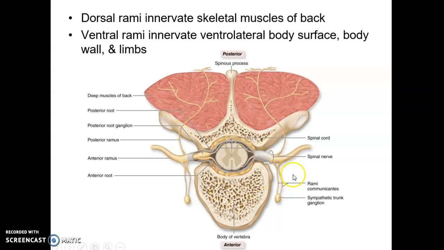Which you see up here, by the way, the rami communicans and the sympathetic trunk ganglia. This is part of the autonomic nervous system that we'll cover in a subsequent chapter. There's the posterior ramus, anterior ramus, and that singular rami is plural.